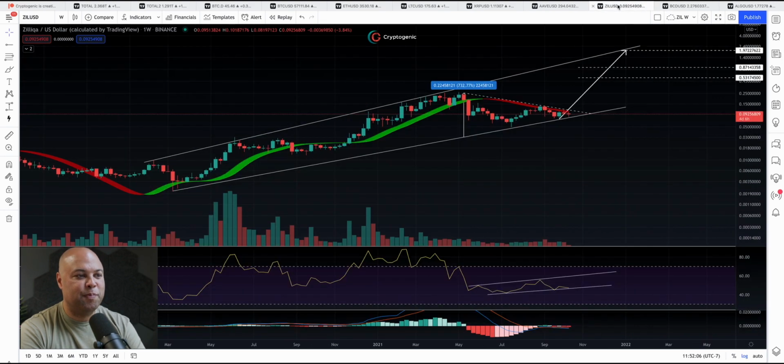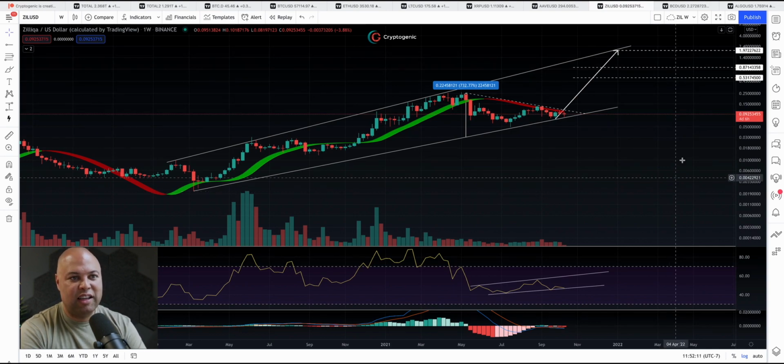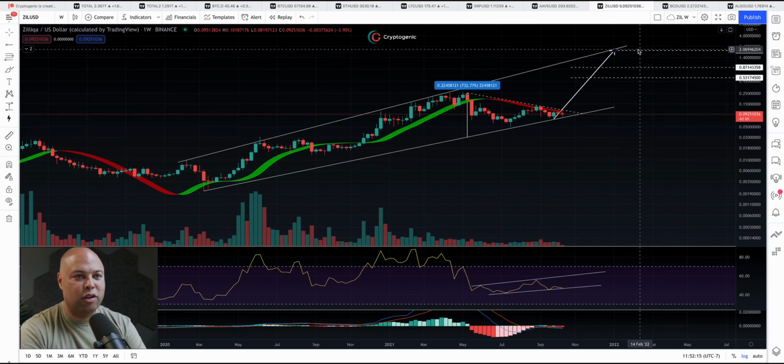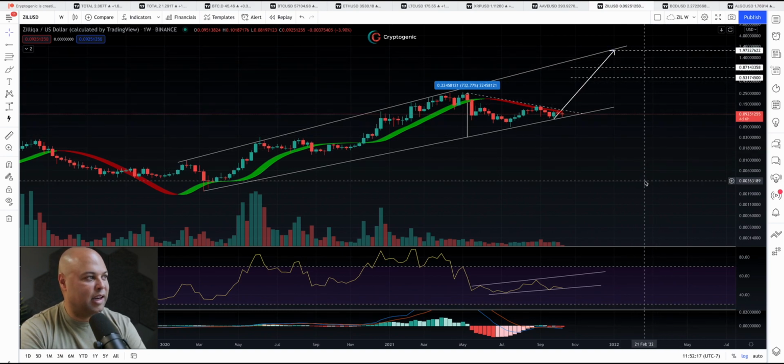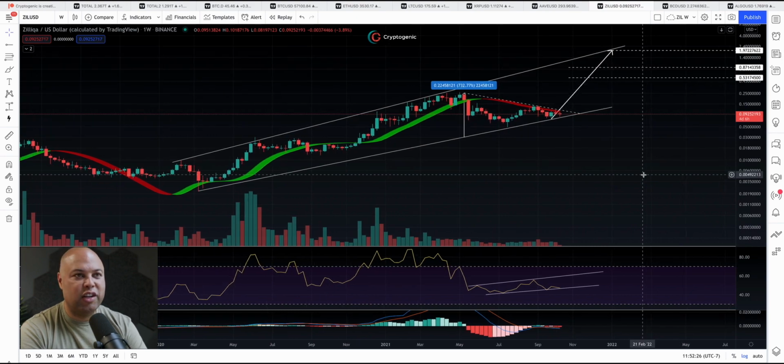And so Zilliqa, we added it to the portfolio when it was 3 cents. It's tripled, 300%. That's fine. That's nice. But if it goes all the way to the top here, that's about 100x for Zilliqa from when we put it in the portfolio, which is very, very nice. But either way, it's looking good and it's looking strong.